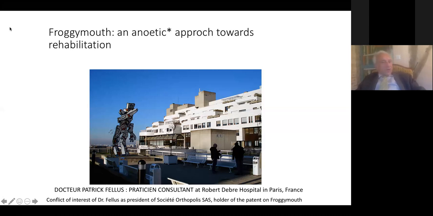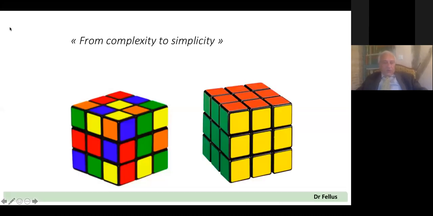I am going to speak about a new anoetic approach toward rehabilitation for Froggy mouth. We all know that rehabilitation is very important during an orthodontic treatment, but we know also that it is very difficult.